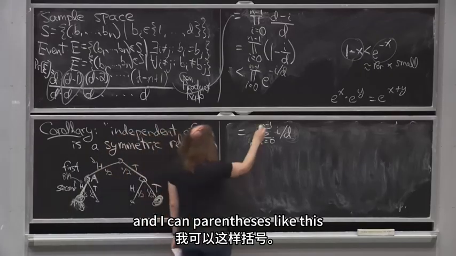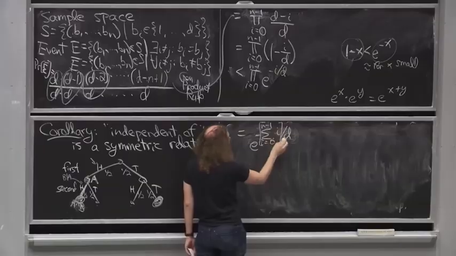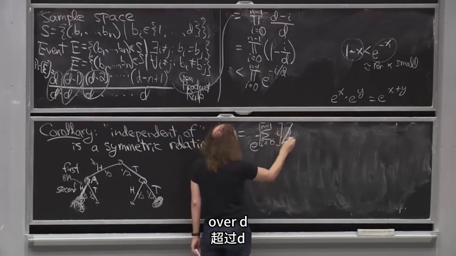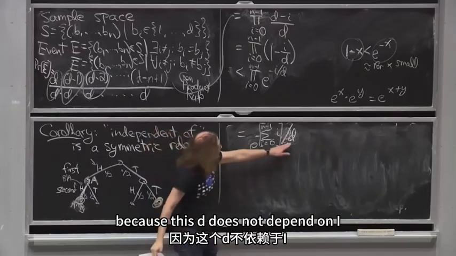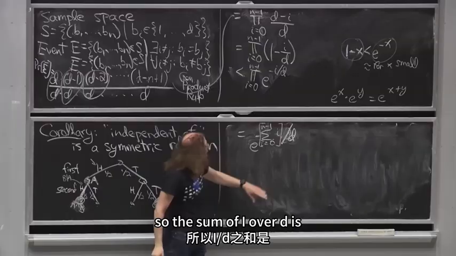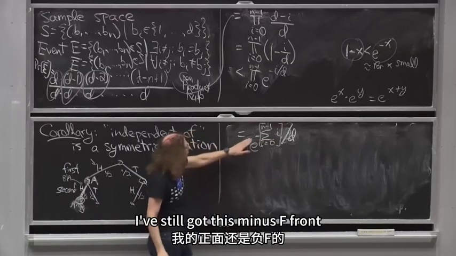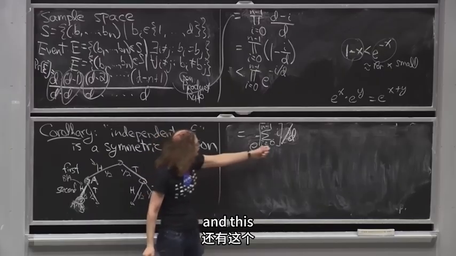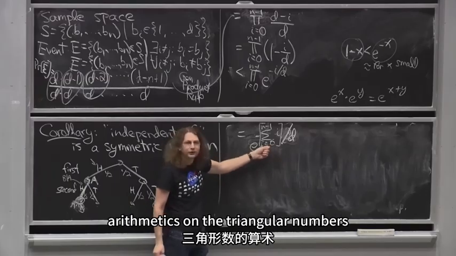And I can parenthesize like this over d, because this d does not depend on I. So the sum of I over d is the same as the sum of I all over d. I've still got this minus at front. And this is our good friend arithmetic sum, the triangular numbers.